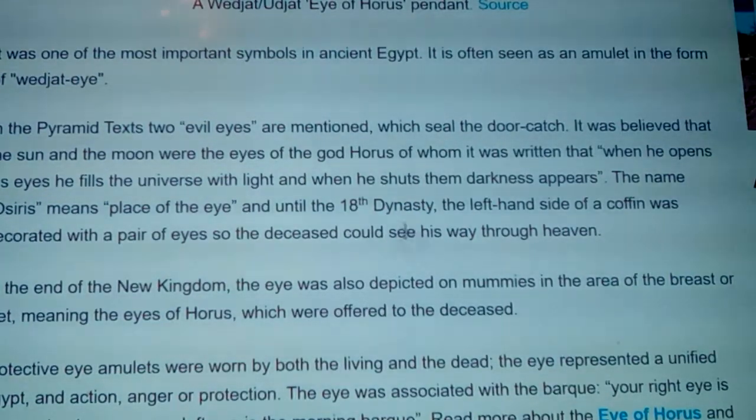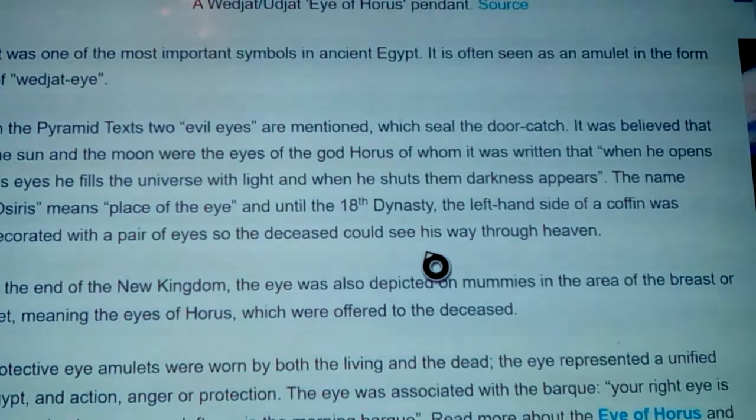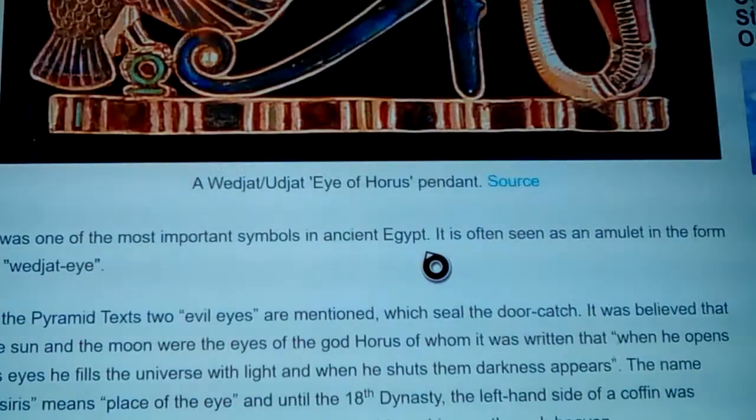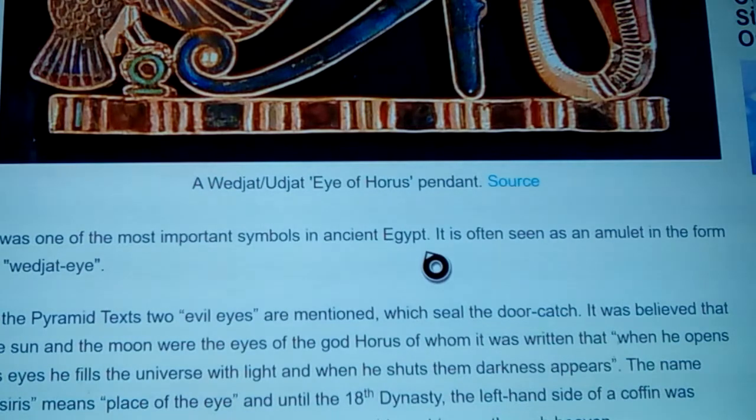So the pyramid text with those 2 evil eyes, which seal the door catch, and it's believed that the sun and the moon were the eyes of the god Horus, of whom it was written that when he opens his eyes, he fills the universe with light, and when he shuts them, darkness appears. And so he is the day, and then he closes his eye at the night, but also so that's that special one-eyed god that goes with the sun god worship again. But what's the moon? The moon is whenever he has his eyes closed and he sees what's going on.